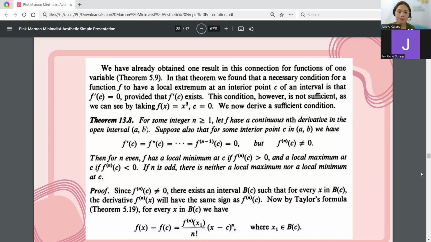Okay, so this is the proof. Since f^(n)(c) is not equal to 0, there exists an interval B(c) such that for every x in B(c), the derivative f^(n)(x) will have the same sign as f^(n)(c). Now, by Taylor's formula in Theorem 5.19, for every x in B(c), we have this one. Okay, so this is Taylor's formula.